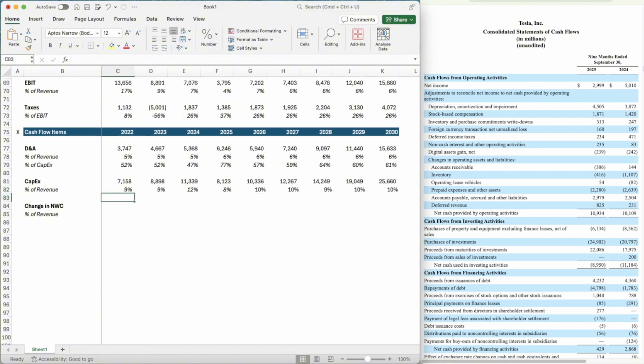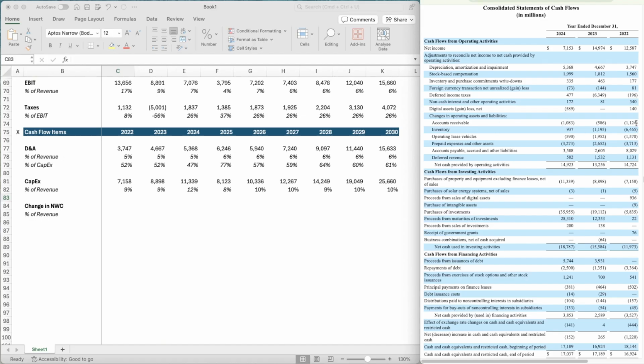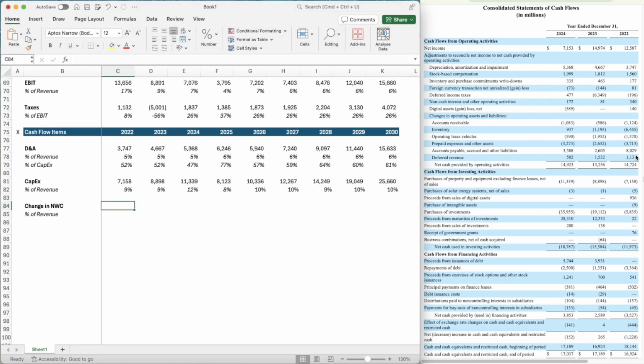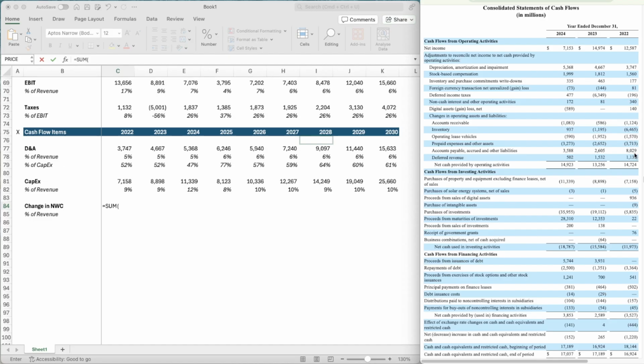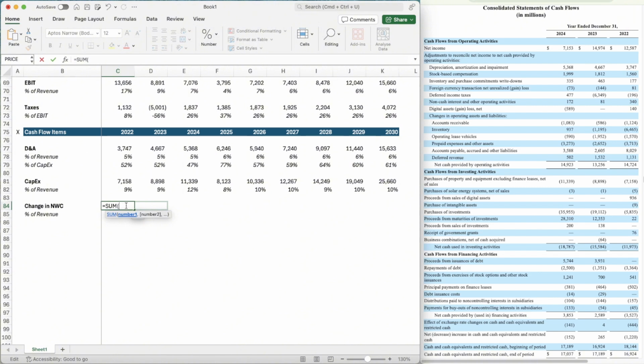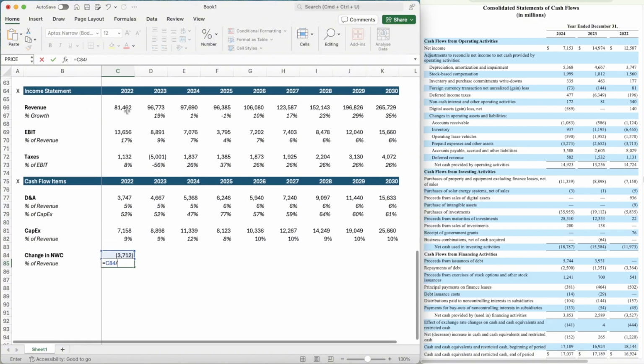Okay, change in net working capital. Where is this? This is here. We do the sum of these numbers, and in the brackets, it's negative. Just format it as so, divided by top line revenue.